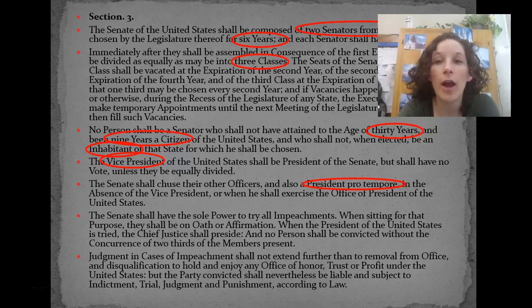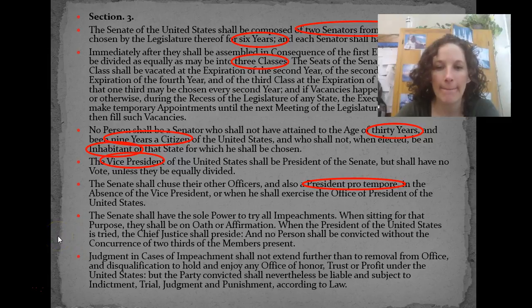Okay, so the trial happens in the Senate. Now, if the person on trial for this impeachment is the president, then the Chief Justice from the Supreme Court comes in to preside. But in all other cases of impeachment for other officials, it is just the Senate, and no one needs to come in from the Supreme Court to preside.